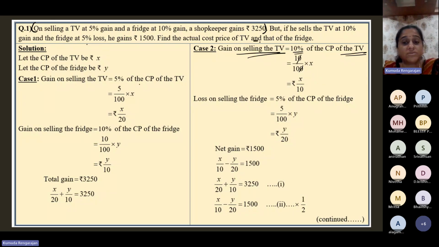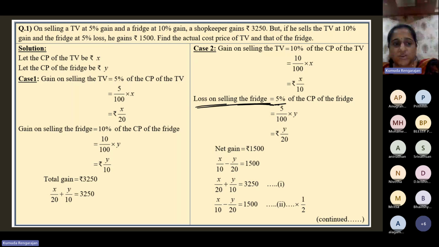And the fridge at 5% loss. The loss on selling the fridge is 5% of the CP of the fridge. Both profit and loss percentage should be applied on the CP. So the loss on selling the fridge is 5% of the CP of the fridge. 5% is 5 by 100, of is into, and CP of the fridge is Y. So 5 ones are 5, 20 times Y by 20.